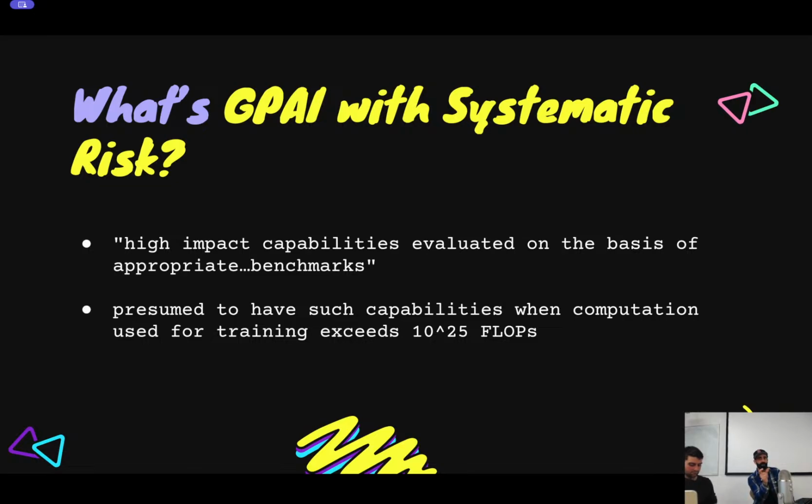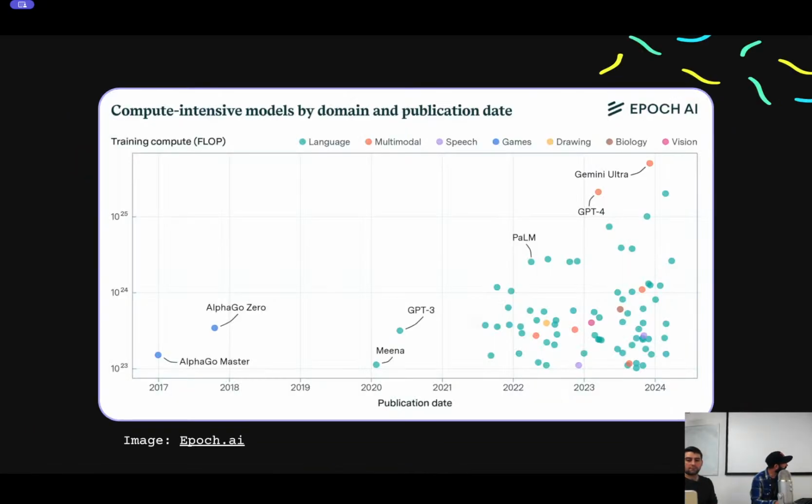They do have one clear threshold, though, which is actually kind of interesting. You're presumed to meet that definition and to fall into this category if the computation you used for training exceeded 10 to the 25th floating point operations, FLOPs. And just to situate where we are today, people think that GPT-4 was a little bit over that.